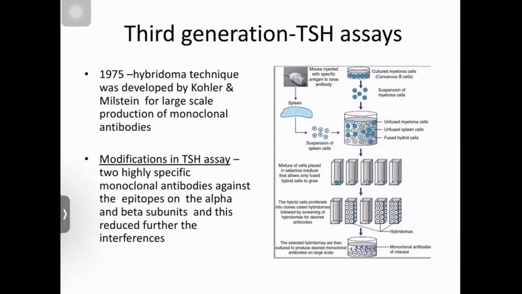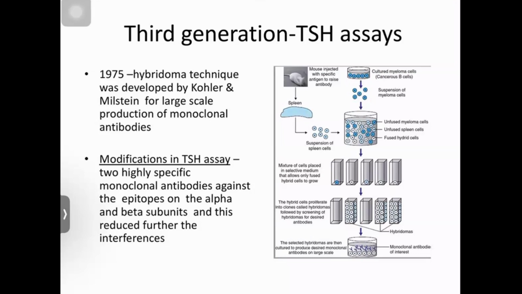Then came the third generation TSH assays. What happened now was that there was a revolution where Kohler and Milstein developed a new technique in 1975, the hybridoma technique, where they could develop a method of producing large scale monoclonal antibodies. They injected the antigen into the mice the same way, and then harvested the B cell producing cells from the spleen, and then mixed them with cancerous cells, the myeloma cells of the plasma B cells from multiple myeloma patients, and then cultured it.